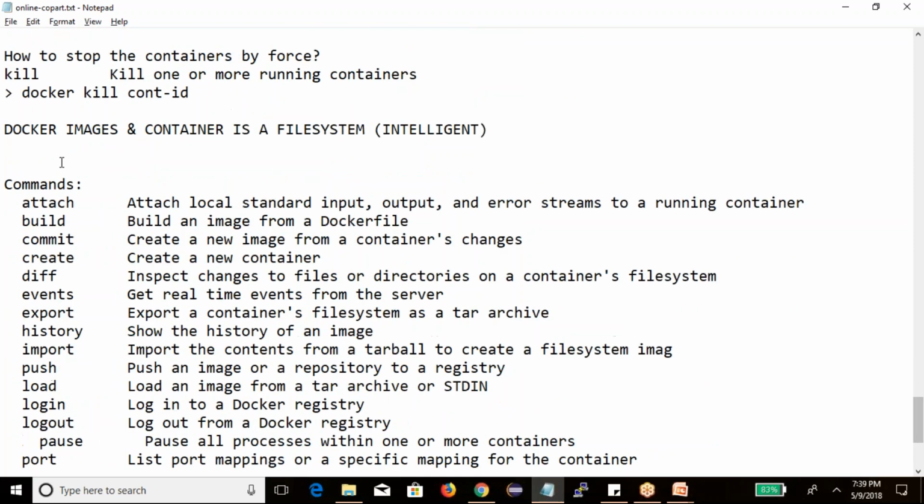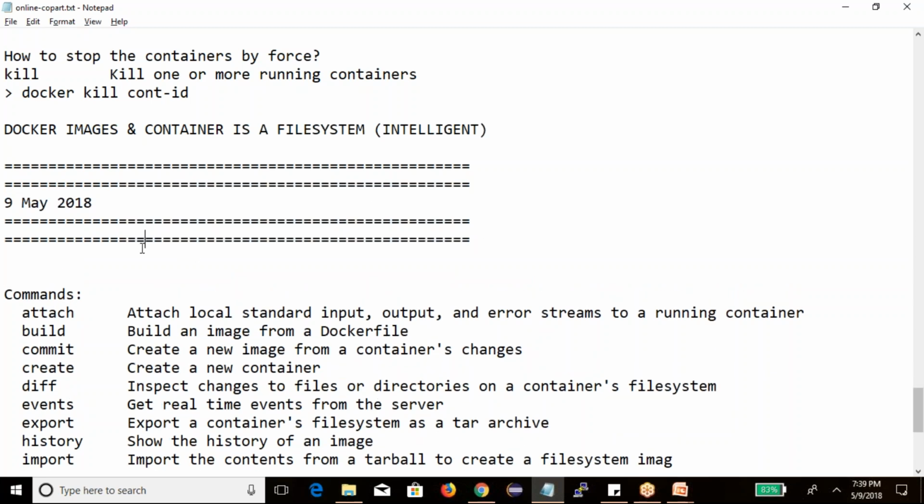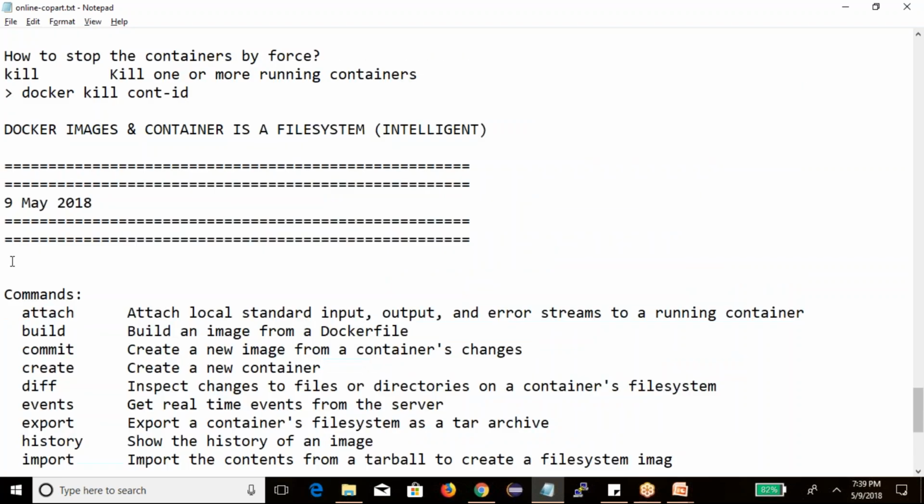Guys, so it's a new day. So today is 8th, 9th. Let's get started. Today we're going to talk about these are the commands which we have right now, and also we're going to talk about Docker networking. So this is the important concept.